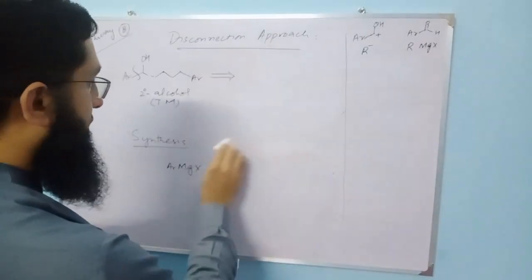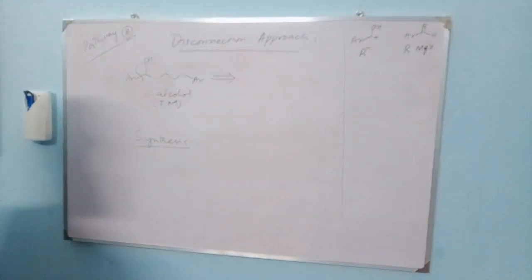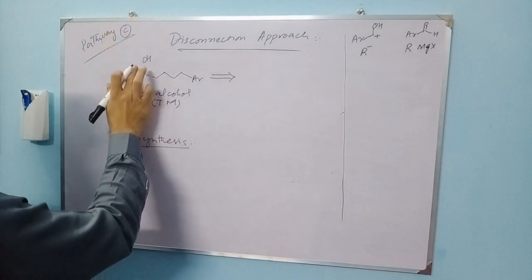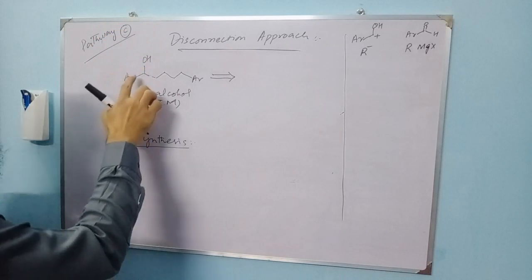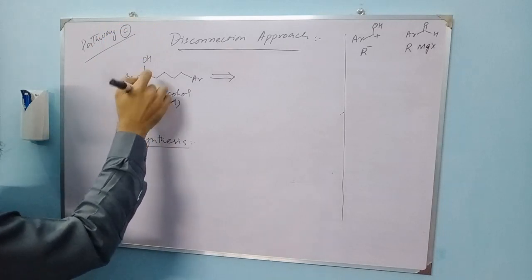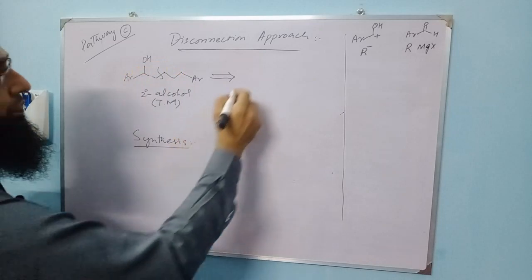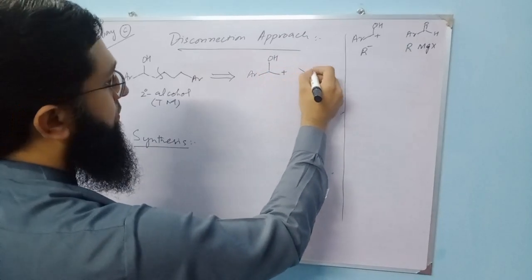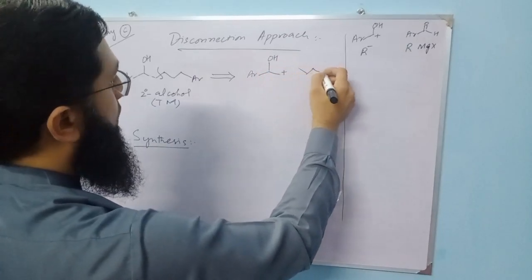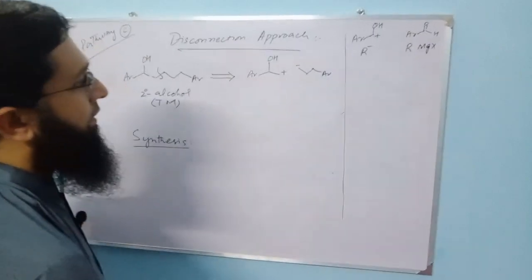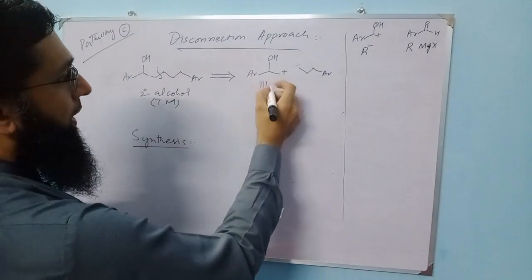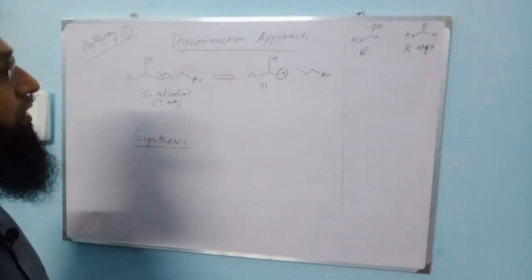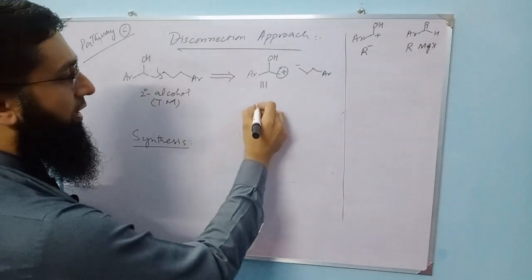Now we can try another pathway. This would be pathway C. Now we have tried disconnection from here, and now we can disconnect from here. If we disconnect from here, we get this type of synthon. For this, if we have a carbon having positive charge and it is also attached to a carbon with hydroxyl group, the corresponding epoxide can be used.